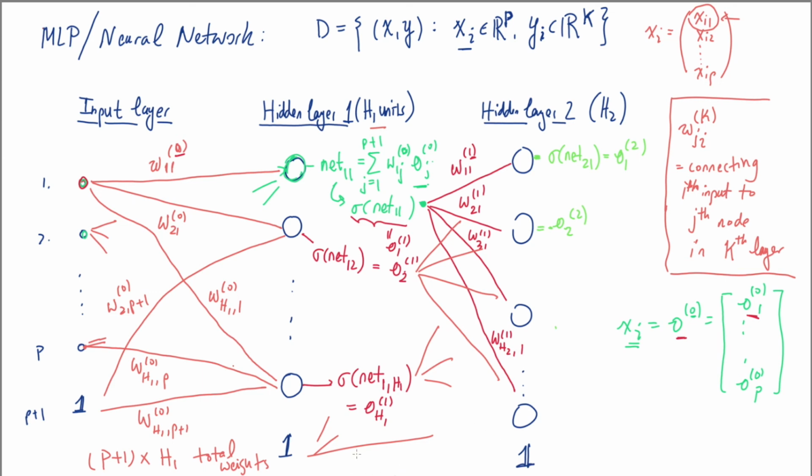Just to make this concrete, the number of weights that we're going to have here is (H1 + 1) times H2. And to get the entire weights of the network, you just keep adding along these layers to get the total weights.